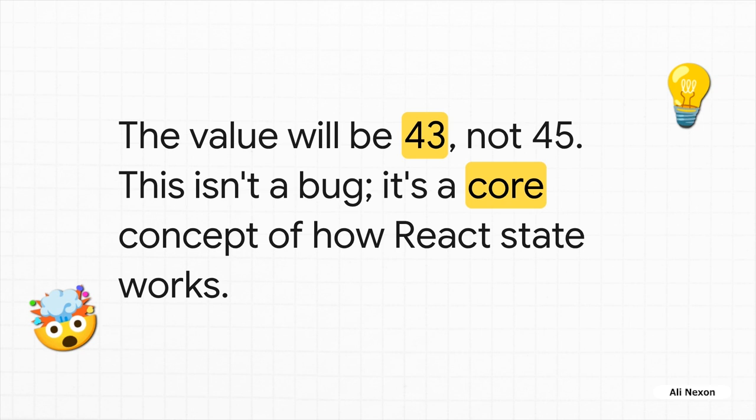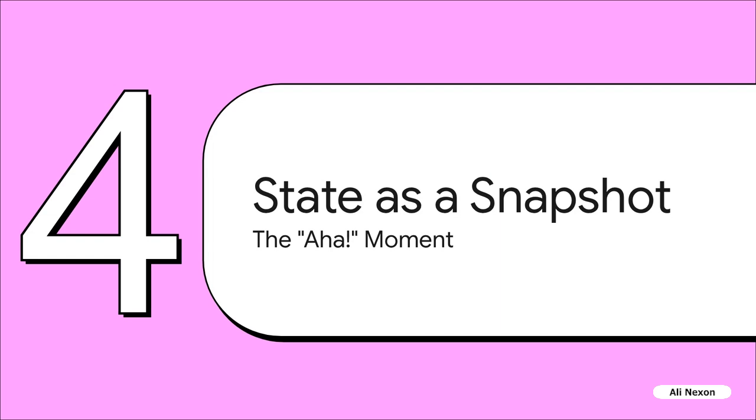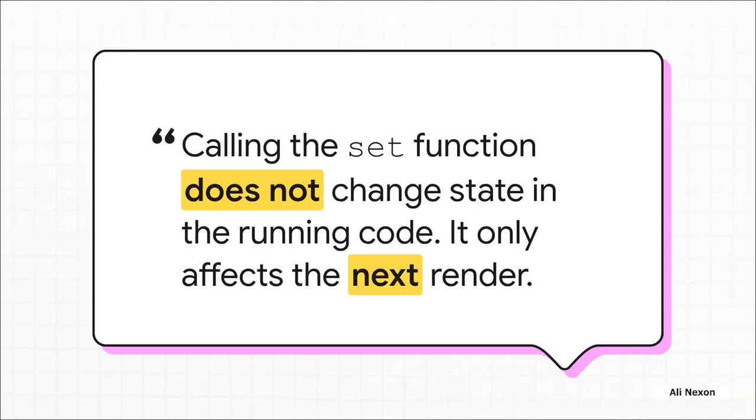So what on earth is going on here? The reason this happens is because of the single most important concept for understanding useState. You have to think of state as a snapshot. This is the big aha moment. So here's the deal. When your click handler starts running, the value of the age variable is fixed. It's a snapshot of the state at the moment of that render. For that entire function's execution, age is 42.